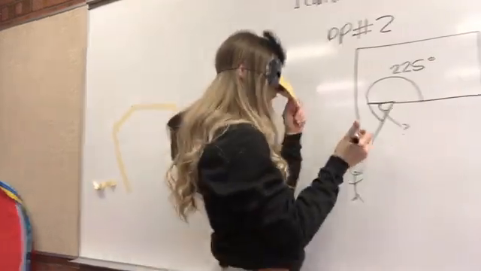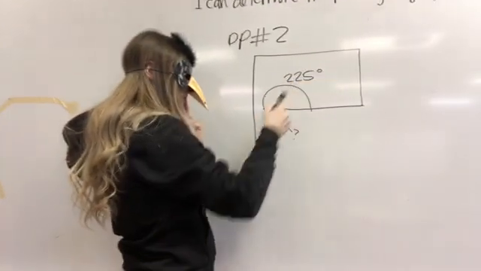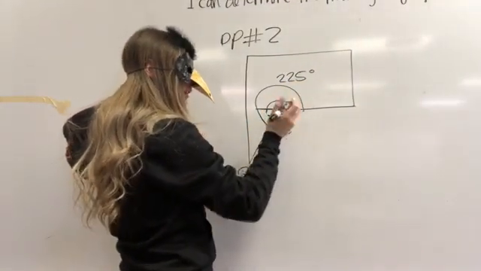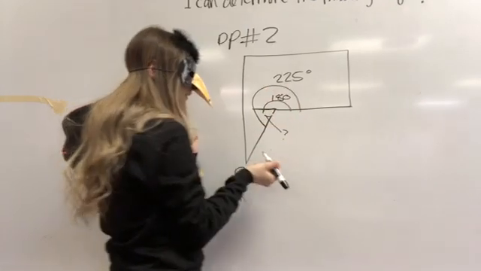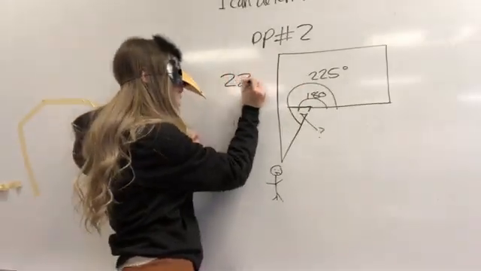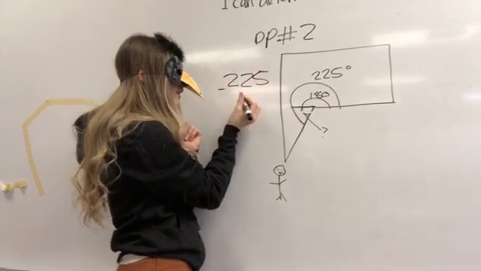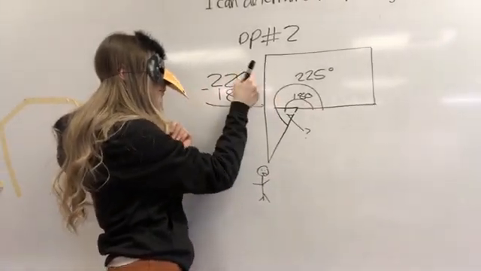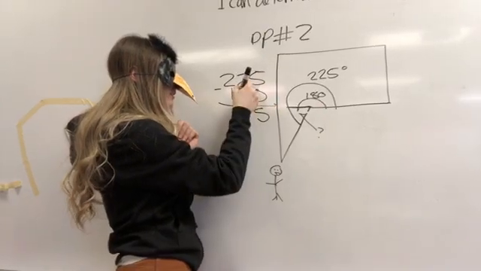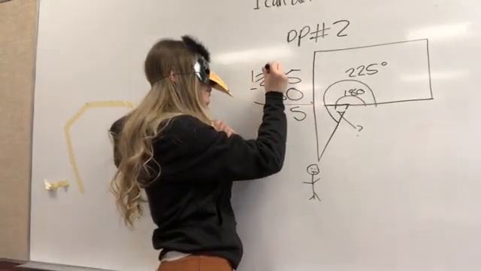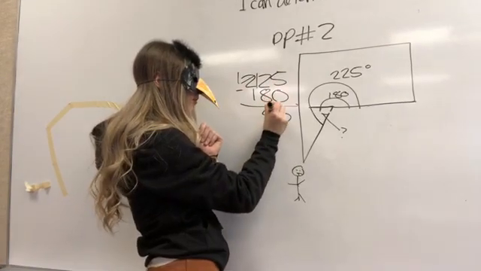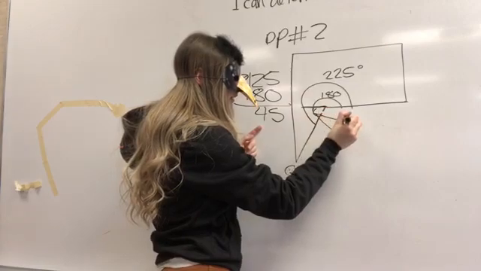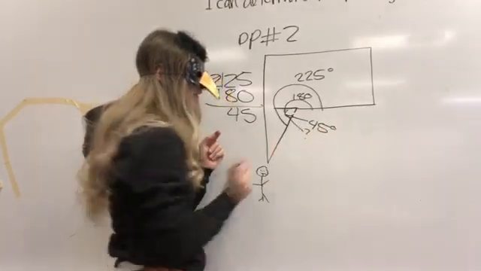I'm going to keep going. So this whole thing, we know what the total is. We're trying to find this missing piece. So we have to say, what is this angle? Well, I know a straight line is 180 degrees. So I can take what I know, 225, and subtract what I do know, 180. So 5 minus 0 is 5. 2 minus 8 I can't do, so I borrow. 12 minus 8 is 4. And then 1 minus 1 is 0. So this missing angle is going to be 45 degrees.